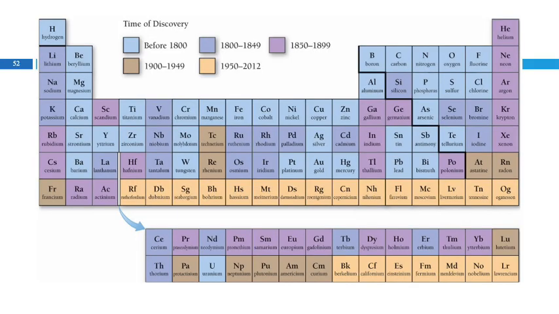So this is just kind of interesting. This periodic table shows when things were discovered. So all of these in the lighter yellow, those have been discovered since 1950. But there were a bunch that were missing even during Mendeleev's time.